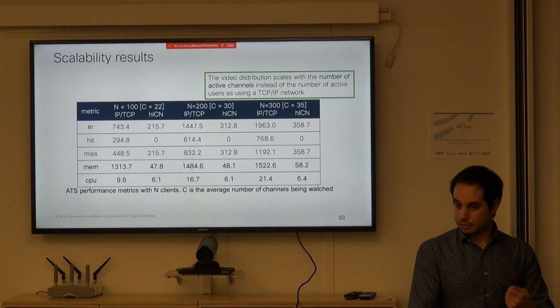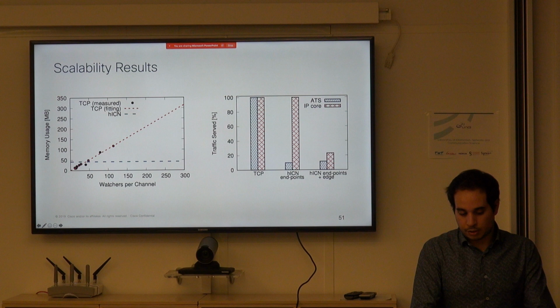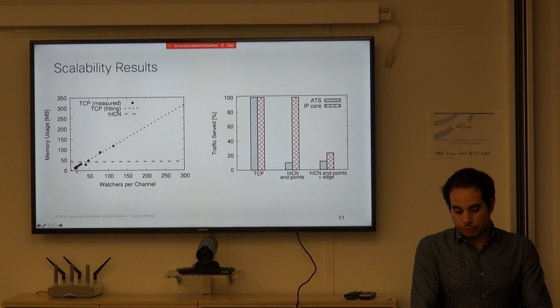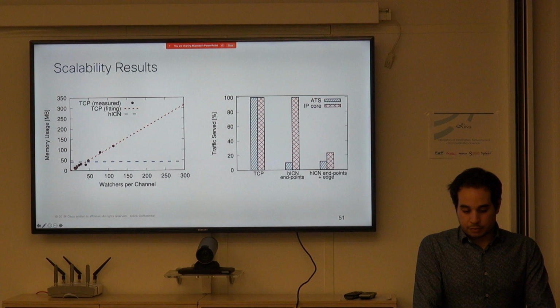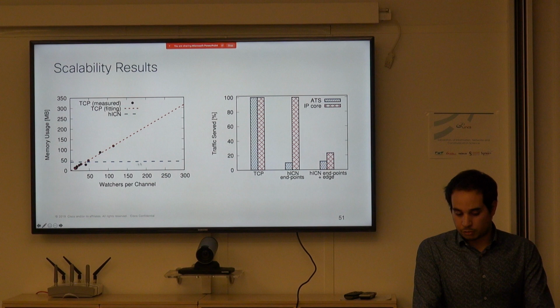Another thing we evaluated is the memory used per socket, by changing the number of watchers per channel. It's straightforward. With TCP/IP, of course, the more watchers there are, the more memory is required by the TCP/IP implementation in the kernel. In the case of HCN, this memory requirement is basically constant, because all the users are watching the same channel. We have one socket allocated per channel, and the memory will stay stable as long as we don't have another channel, so we need to create another HCN socket.